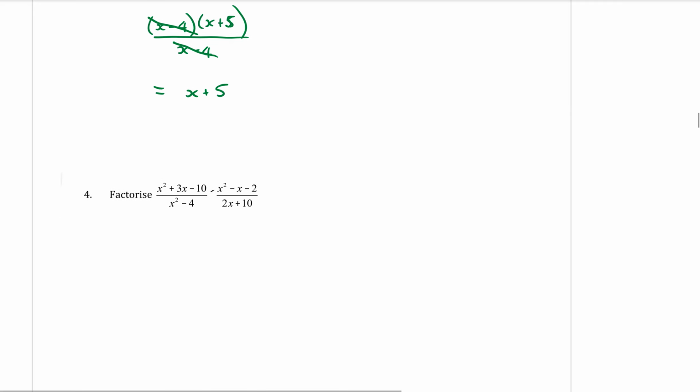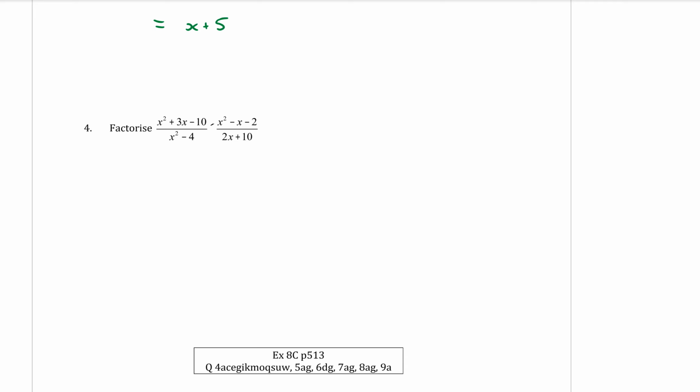Okay, one more question, question 4. We are multiplying these two big fractions together here, but to do that we need to factorize everything that we can so that hopefully some things will cancel off. So the top of the first fraction is a trinomial. So we're looking for two numbers that times to give negative 10 and add to give a plus 3.